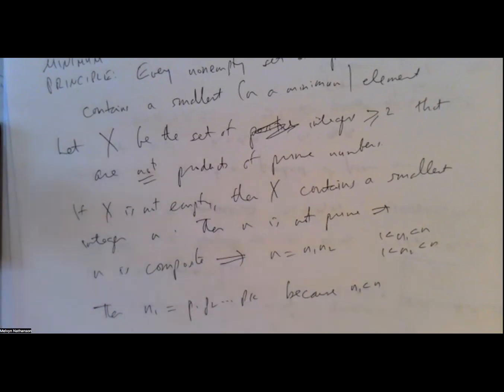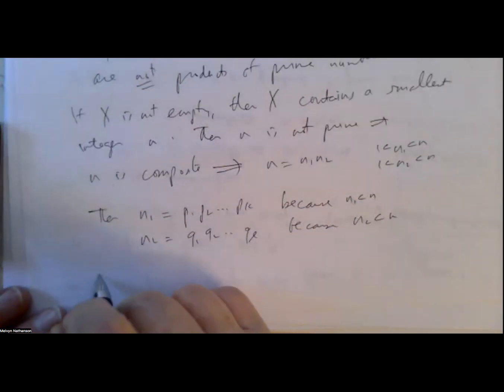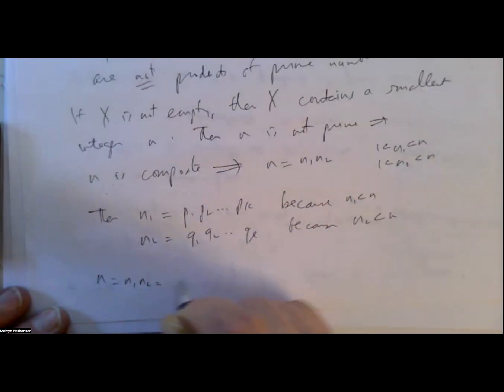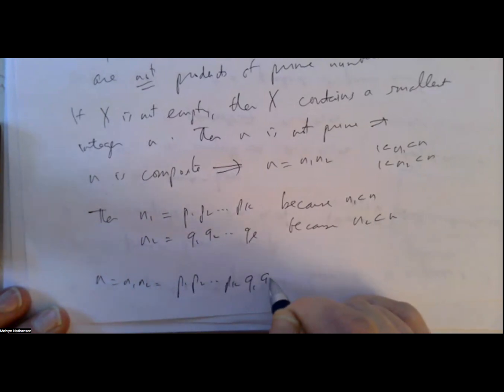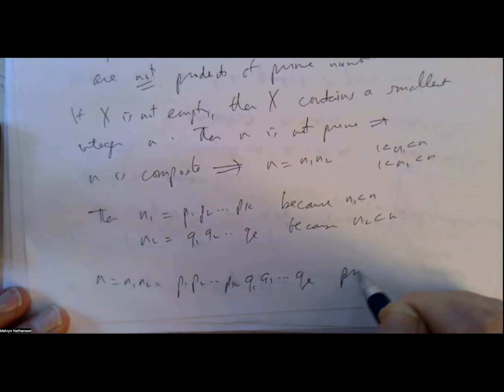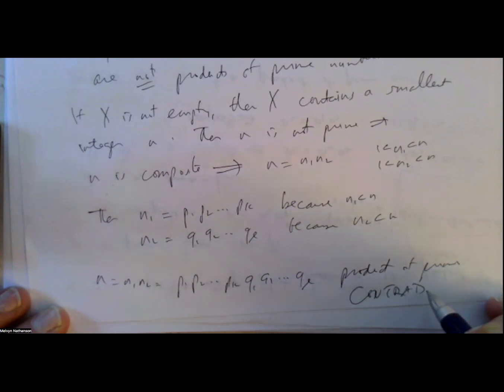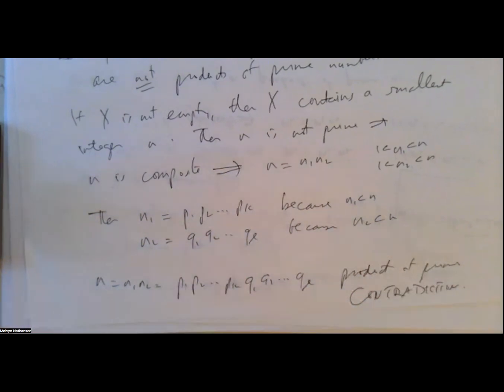And n was the smallest integer not a product of primes. And n2 is also a product of primes, because n2 is less than n. And then we have a contradiction because n is n1 times n2, and n1 is a product of these k primes, and n2 is a product of these L primes. This is a product of primes, which is a contradiction, right? That's a proof by contradiction.